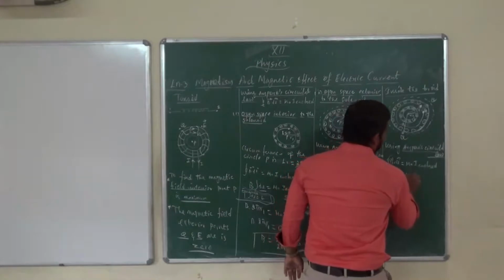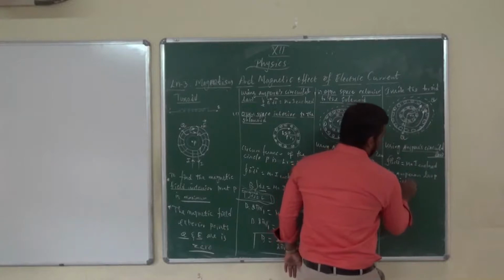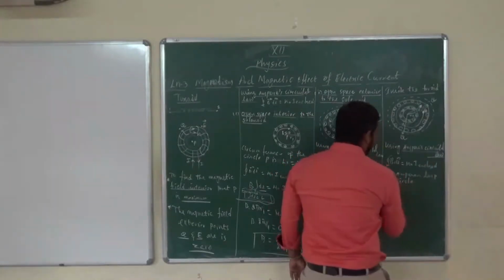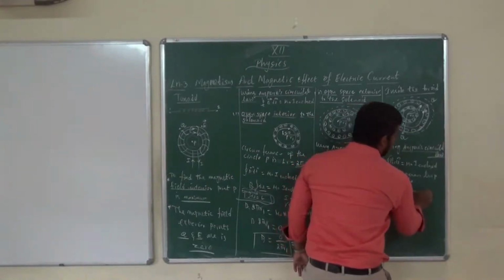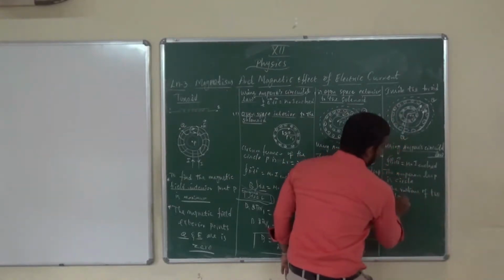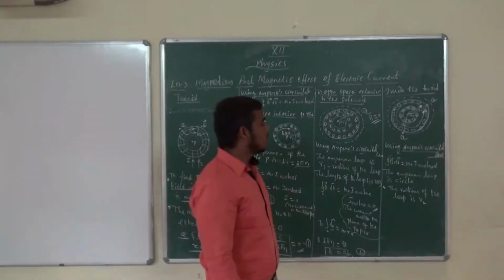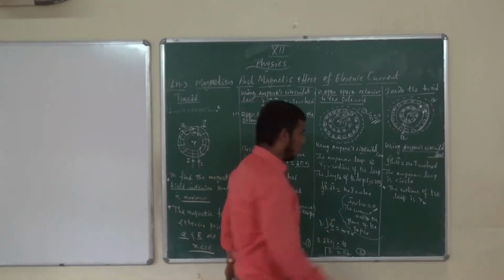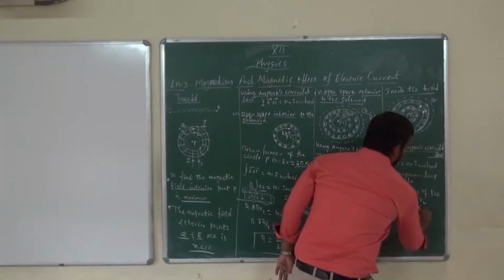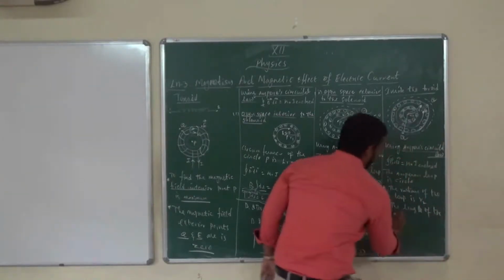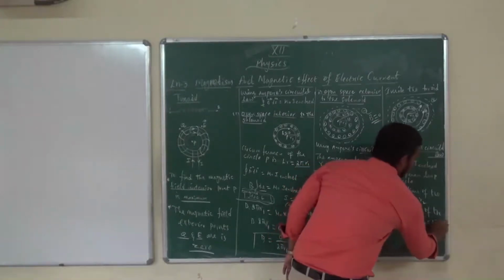The Ampere loop is a circle, then the radius of the loop is R2. What is the radius of the circle loop? R2. So the length of the loop we want to calculate. The length of the loop L2 is equal to 2 pi R2.